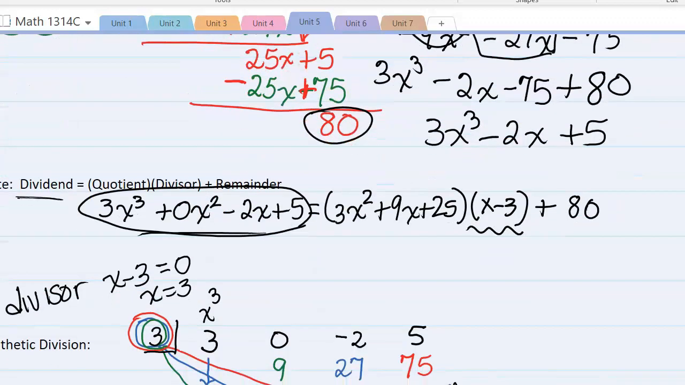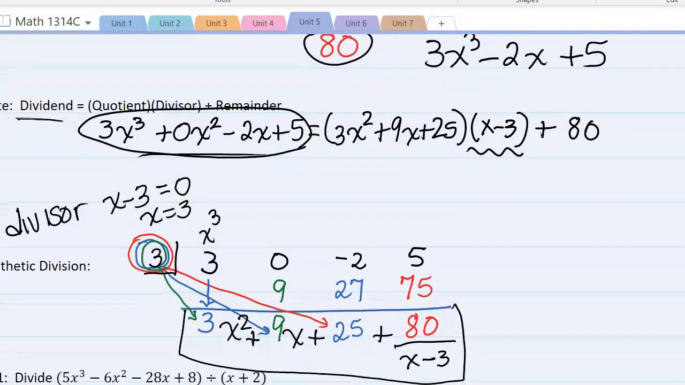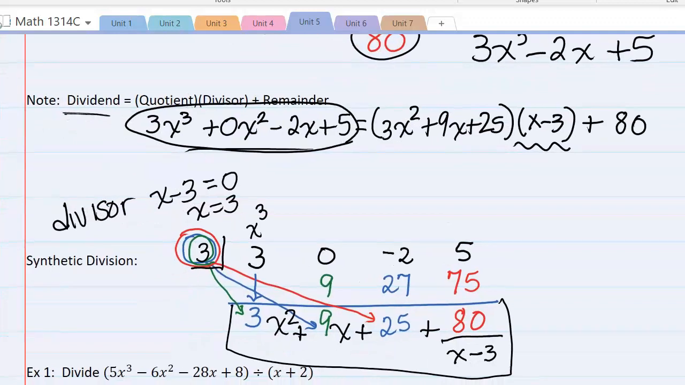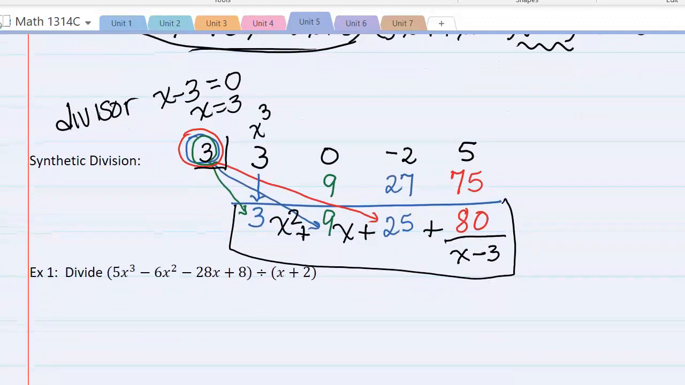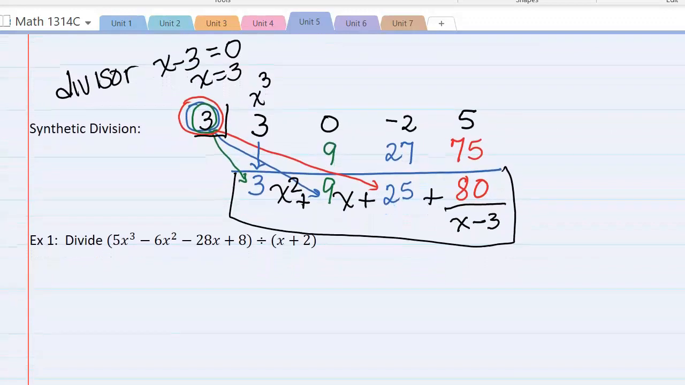So let's practice synthetic division. I will not ask you to do long division, but I will ask you to do synthetic division. So let's do example number 1. The very first thing we should be able to do is to set it up. So let's set it up.